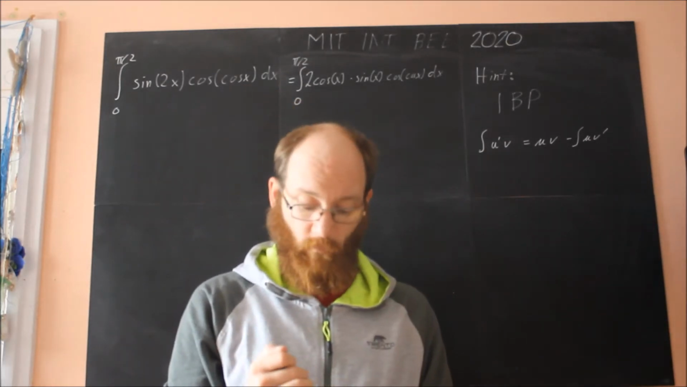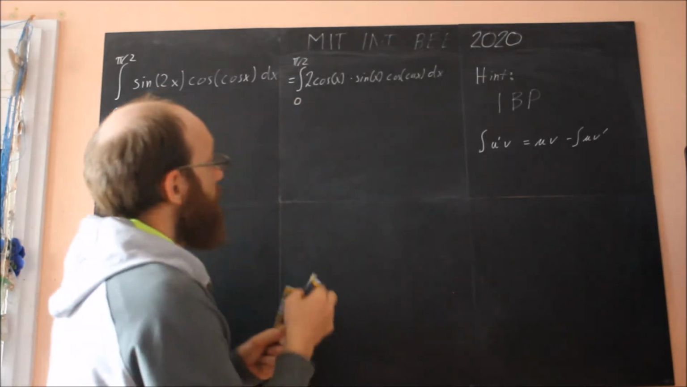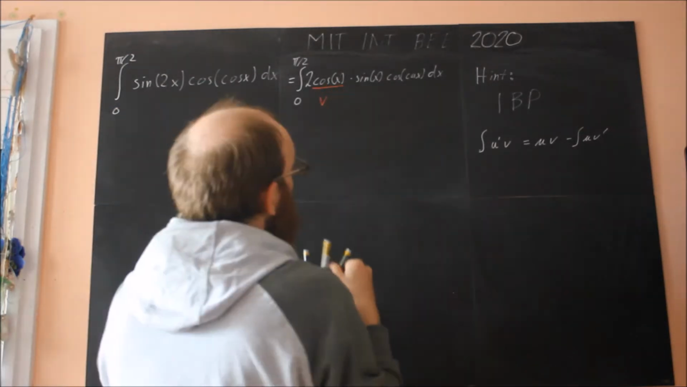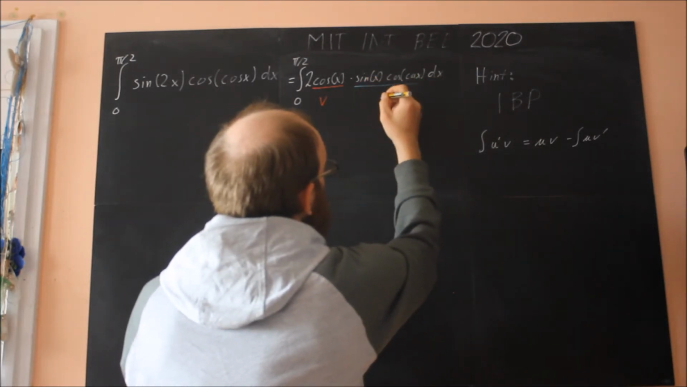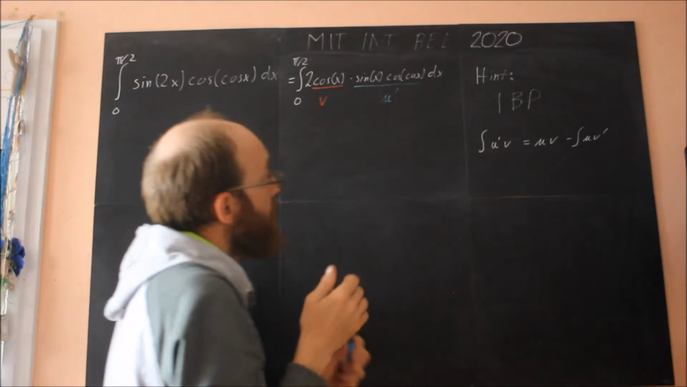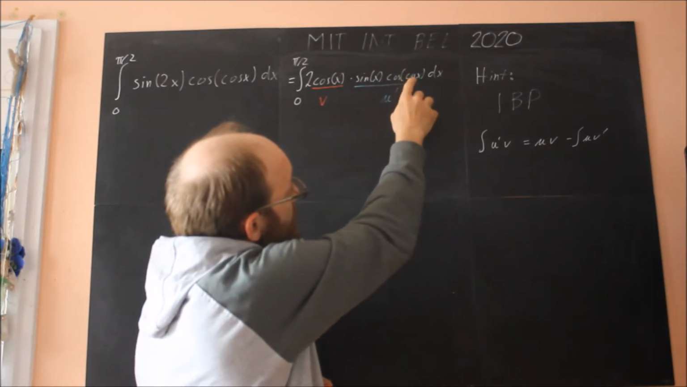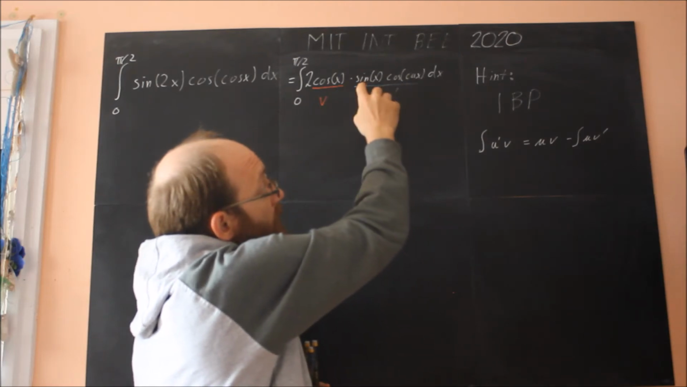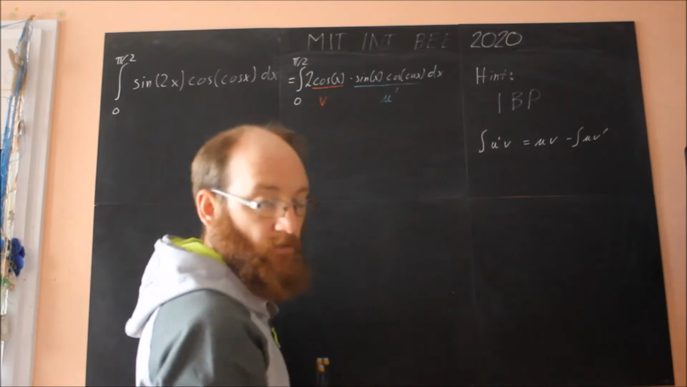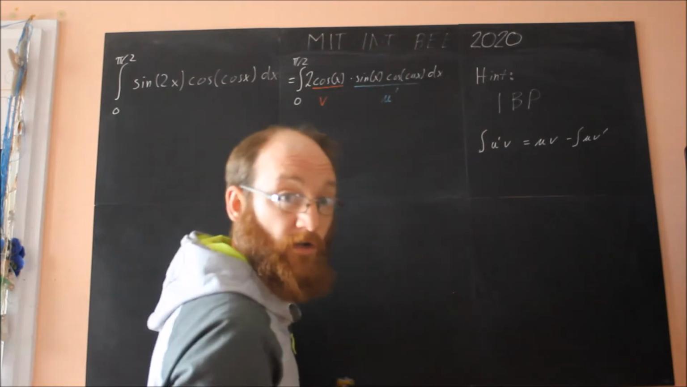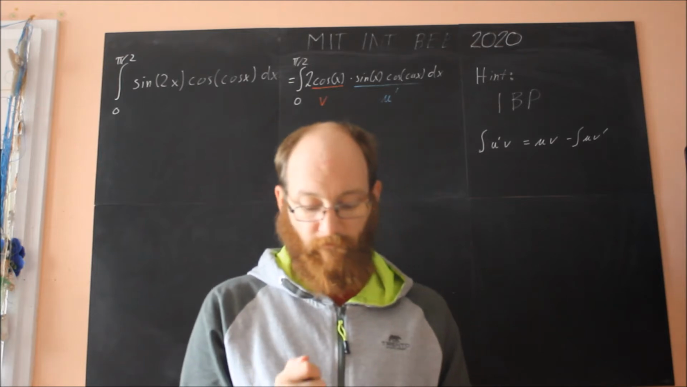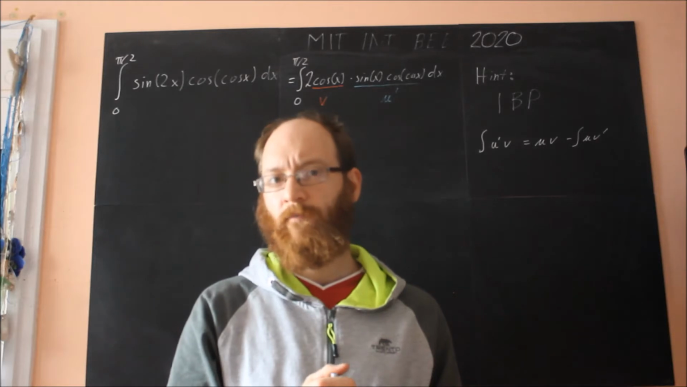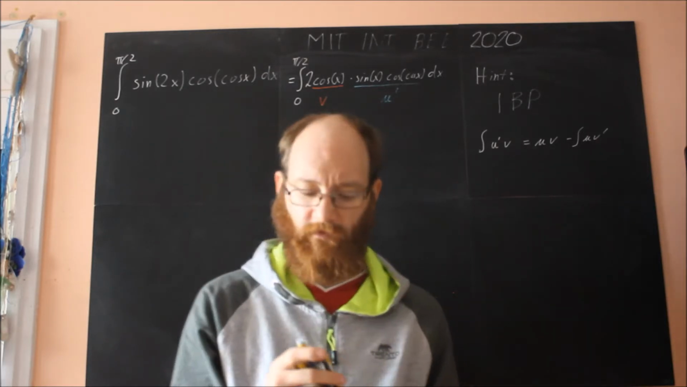Now what is really helpful: I choose cosine x as v, and this part I choose as u prime. Why? With the chain rule, when you differentiate the cosine, we get a sine, so that's why I choose the whole stuff here as u prime. So I write down u prime, v and v prime, and then we discuss it.